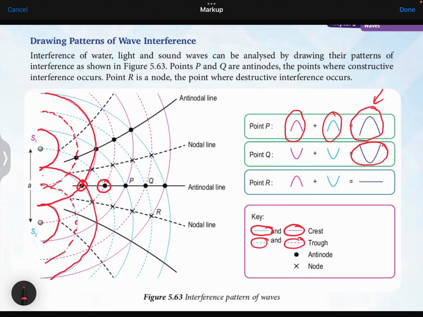Actually, along the line you can see crest and crest meet each other, and also trough and trough meet each other. This is another crest and crest. So actually they are on the same line, and it is known as the antinodal line. This is where constructive interference happens. Constructive interference.